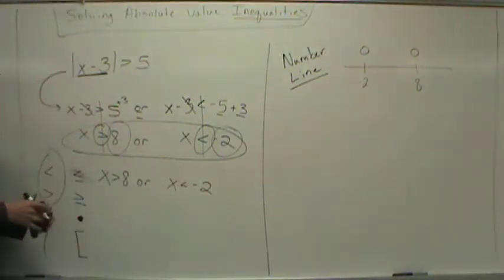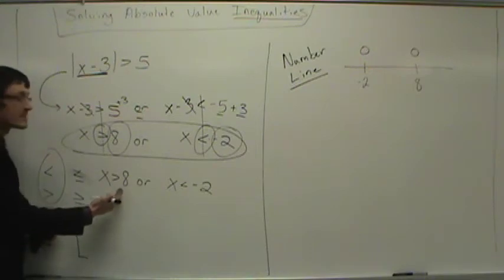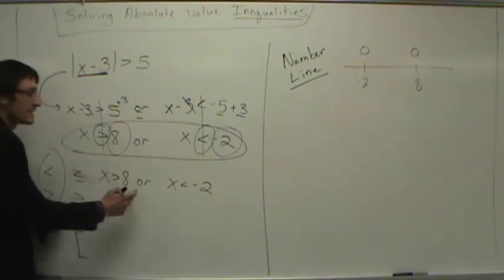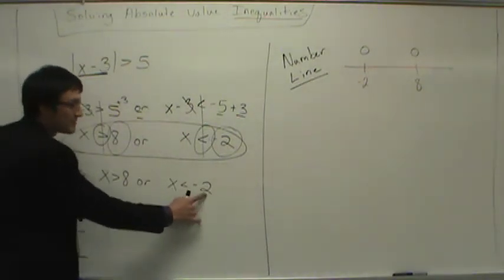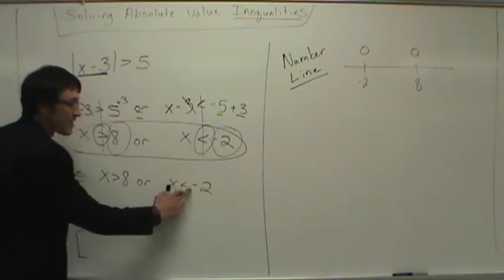Now, the inequality sign always points to the smaller value. So if we look here, what is it pointing towards? It's pointing towards 8. So 8 is your smaller value, and x is your larger value. So we read from x. Since x is larger, we read x is greater than 8. The inequality sign points towards the smaller value. X is your smaller value, negative 2 is your larger value. So we read from x. X is smaller than negative 2.